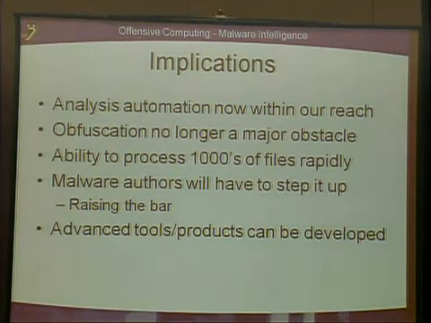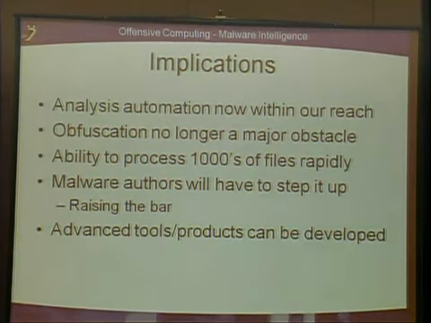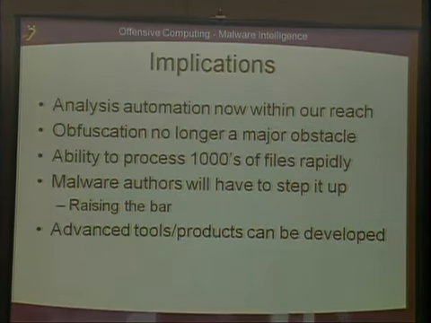Right. So the implication of this is that automating analysis is now within our reach, we believe, because of this auto-decryption that we're doing. Obfuscation is no longer the major obstacle to automating analysis using our techniques, hopefully. This gives you the ability to process thousands of files, which is good for us since we have many, many samples. Malware authors are going to have to step it up. No technique is foolproof, but this is pretty good. And you can start developing advanced tools.